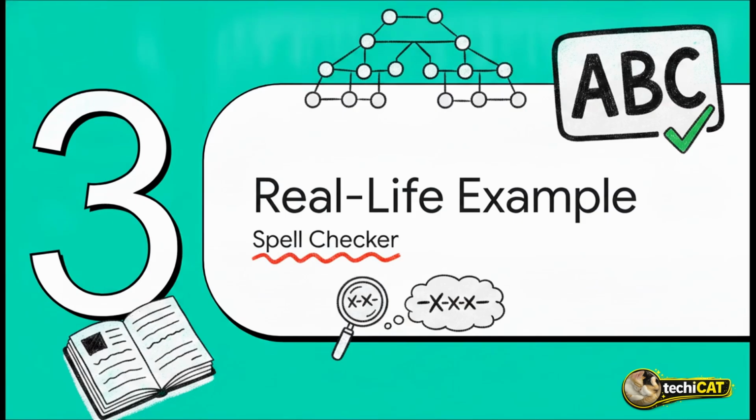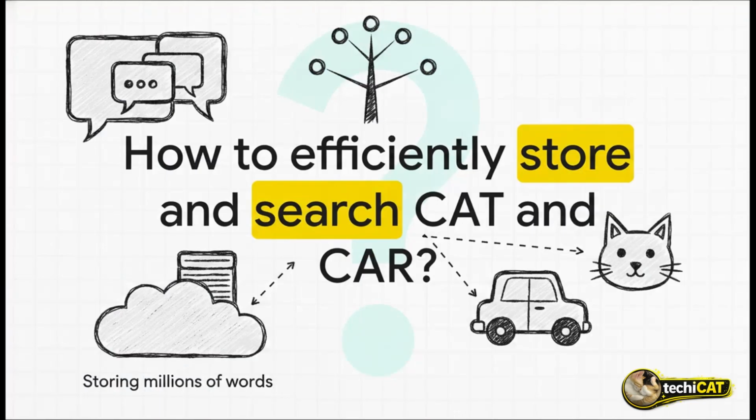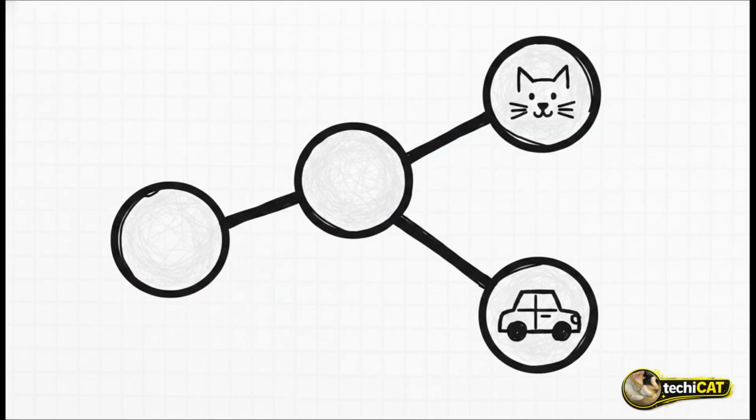Section 3, Real-Life Example, Spell Checker. All right, let's take everything we just went over and explain it again, but this time using a real-life example to really lock it in. Imagine you're the one building a spell checker for a massively popular messaging app. You need to store millions of words. How do you efficiently store and search for two highly similar words like cat and car without completely wasting processing time and server space? Well, if you were using a standard database, you'd save cat and car as two totally separate, distinct entries. But a trie handles this so elegantly.